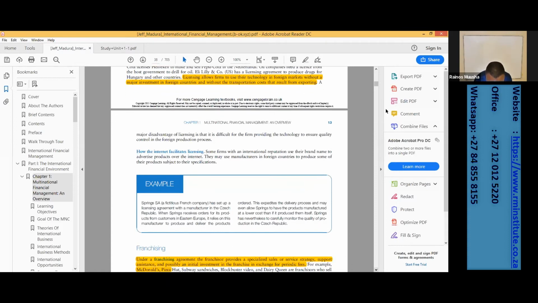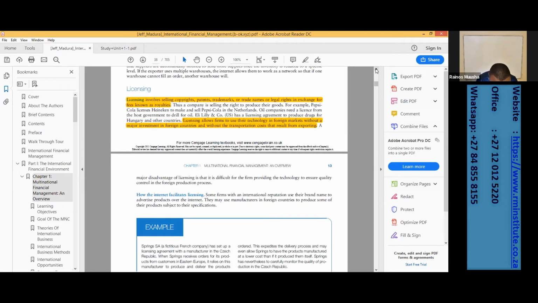So which means that when it comes to licensing here, they are basically selling the rights to another company, where that company is now going to be using that right to actually sell the goods and services as well. The company that is holding the license is now given the right to do the operations. So because of this, it basically means that it allows a lot of international trade as well.